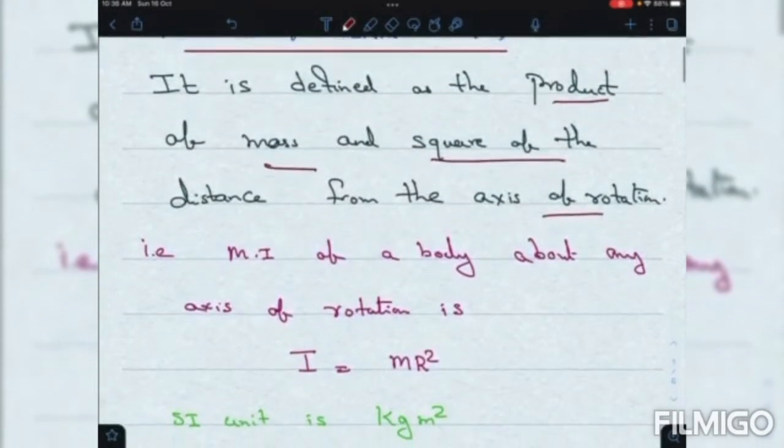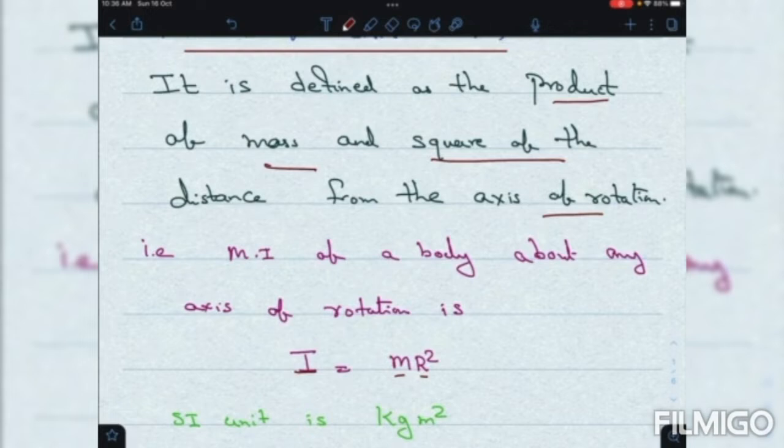So how do you write the expression? We put moment of inertia as I is equal to product of mass. So you have to multiply two things. What are the two things? The mass m and square of the distance from the axis of rotation, that is r square. So moment of inertia is nothing but I is equal to mr square.